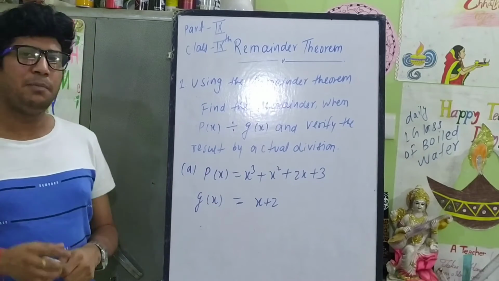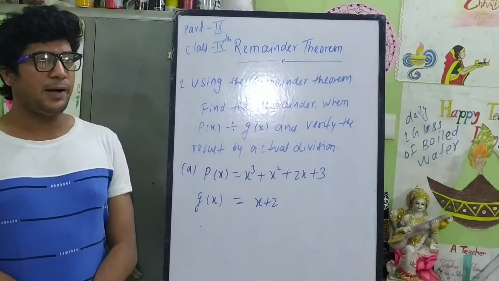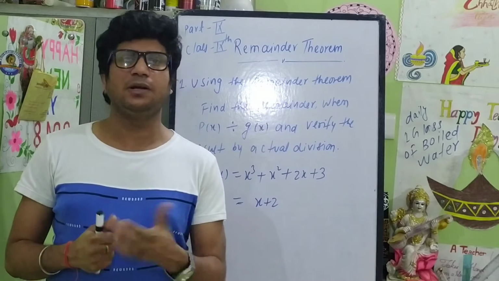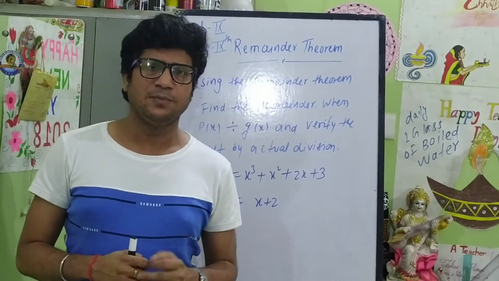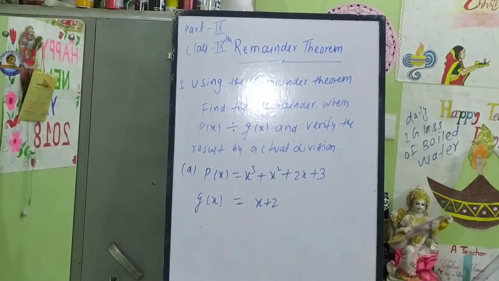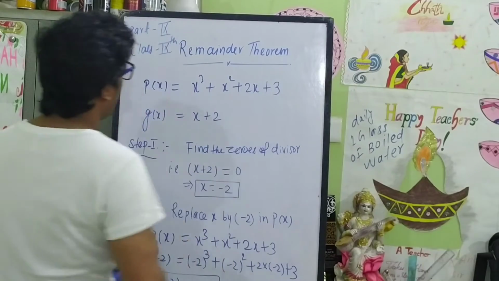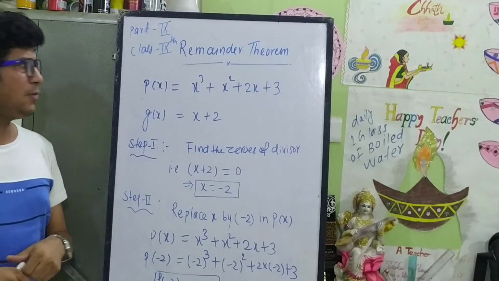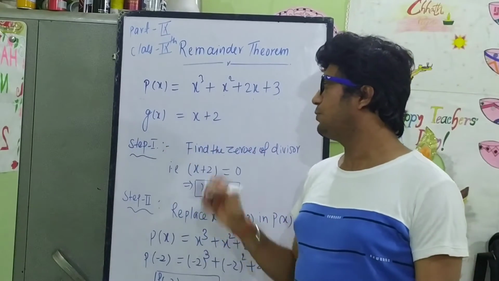So we will divide using the remainder theorem also. First we find the remainder by using the remainder theorem, and also by actual division. Actual division you already know, but I will give a brief description of it too. Here p of x, the given polynomial, is the dividend. p of x equal to x cube plus x square plus 2x plus 3, and g of x equal to x plus 2.